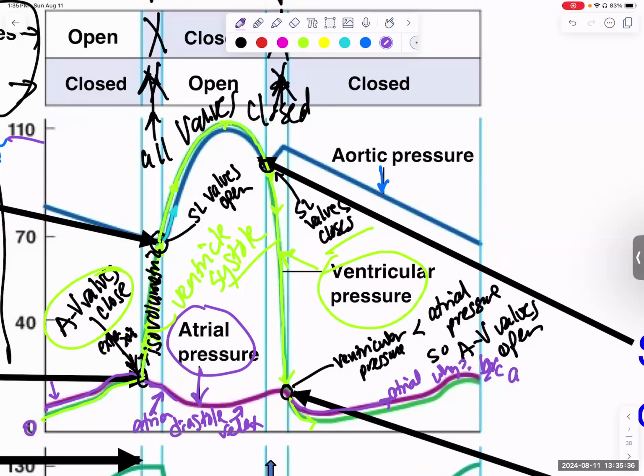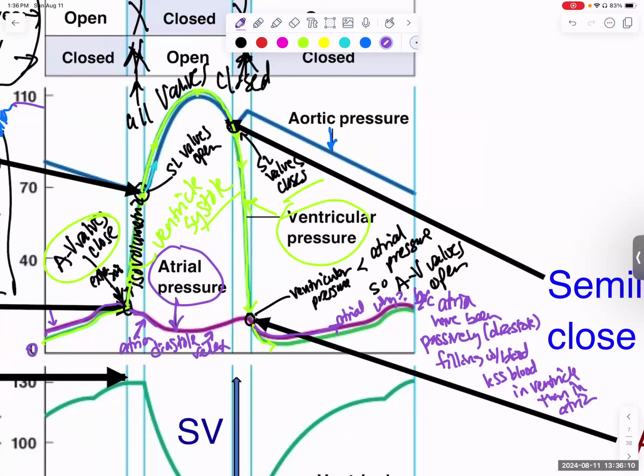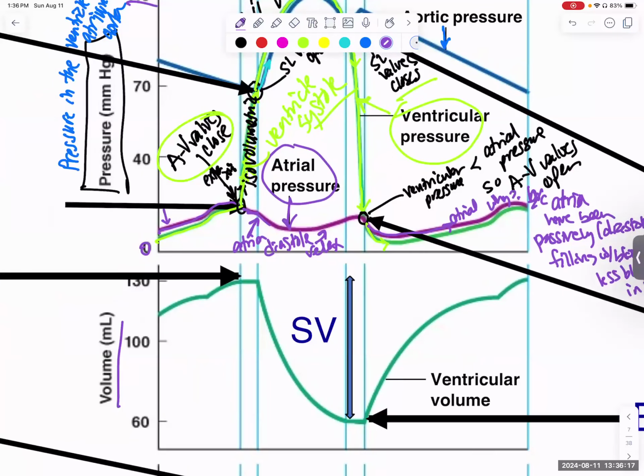Because atria have been passively filling with blood while the ventricle's been ejecting all their blood. And so now there's less blood in the ventricle than in the atria. So the pressure is higher in the atria, it opens those AV valves, and now blood is starting to fill back into the ventricle. And we can see this when we look at the volume. This is the volume of blood in the ventricle. And by the way, this is the other isovolumetric period.